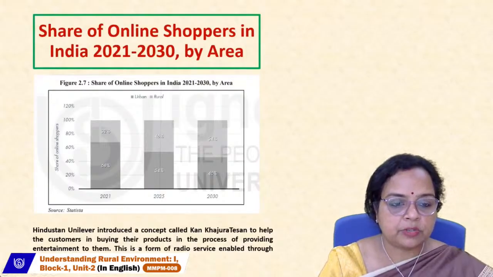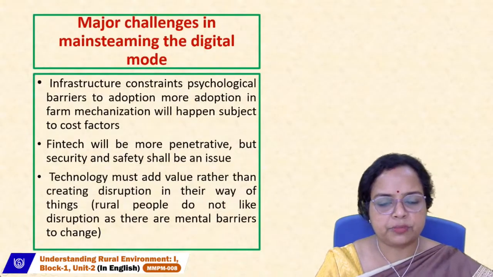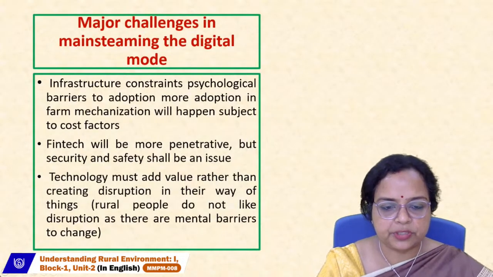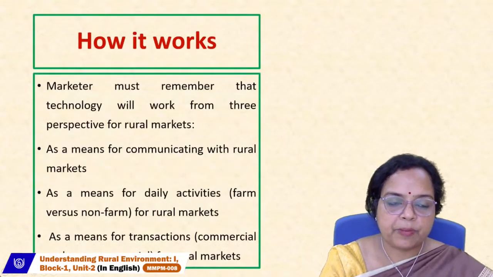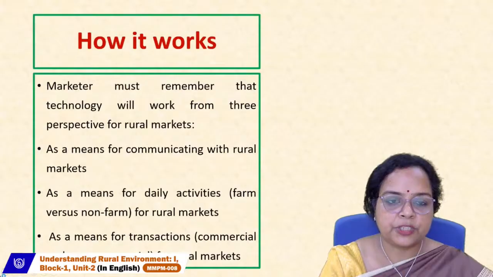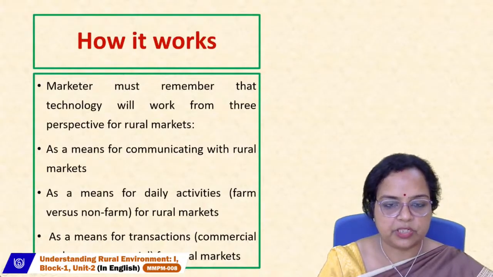Share of online shoppers in 2021 is 32%, and in 2023 it is 54%. Major challenge in mainstreaming the digital mode: technology must add value rather than create disruptions. And this is the final framework to understand how technology helps them remain connected with the product and the marketers. This framework helps marketers remember that technology will work from three perspectives: as a means for communicating with rural markets, as a means for daily activities, and as a means for transactions, both commercial and non-commercial.